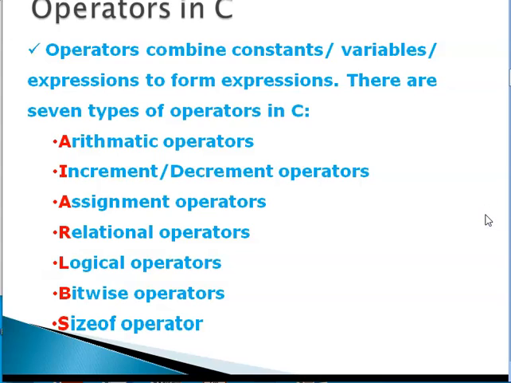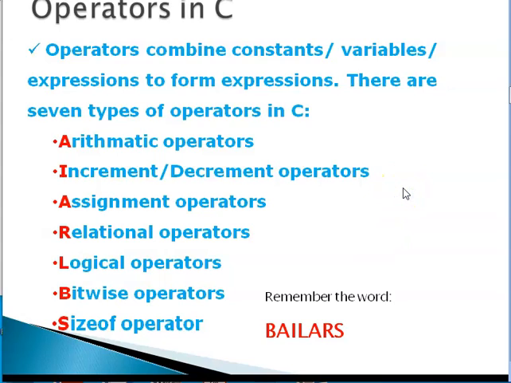There are 7 types of operators that combine either constants or variables or expressions to form bigger expressions. These are arithmetic, increment, decrement, assignment, relational, logical, bitwise, and size of operator. If you find it difficult to remember these 7, as a mnemonic, remember the word BAILARS. B for bitwise operator, A for arithmetic operator, I for increment, L for logical, A for assignment, R for relational, and S for size of operator.